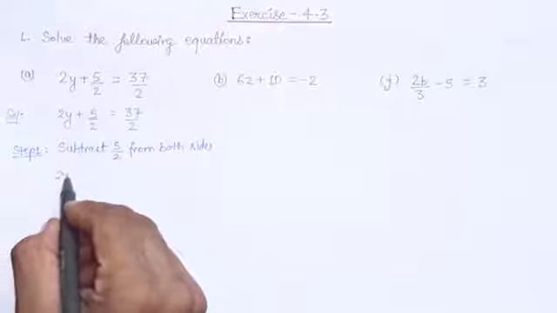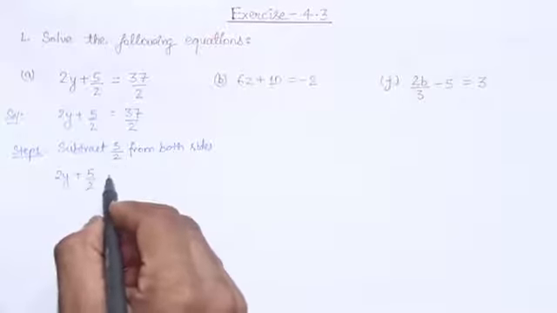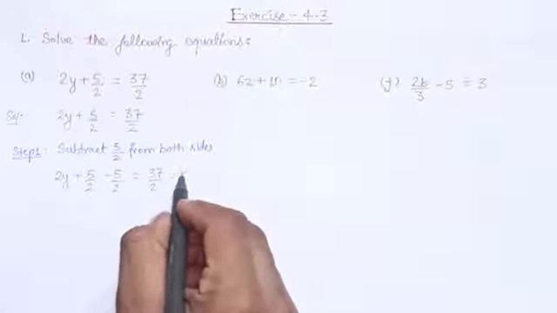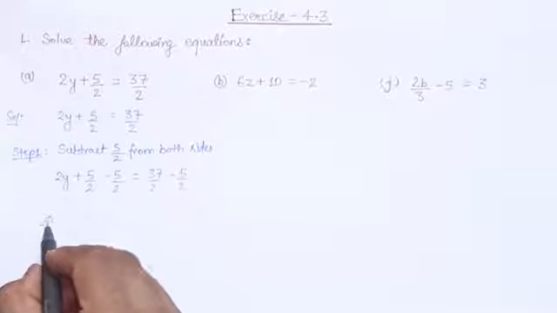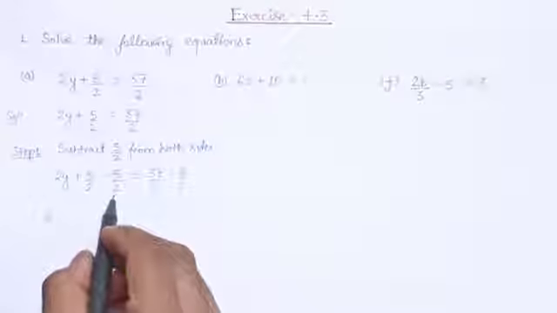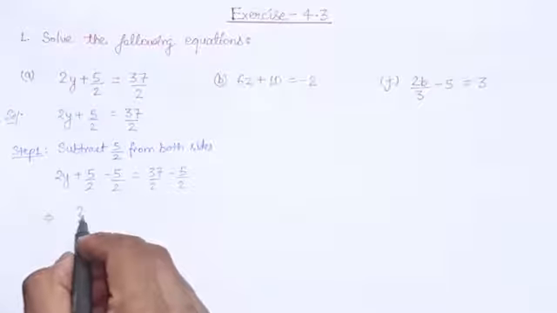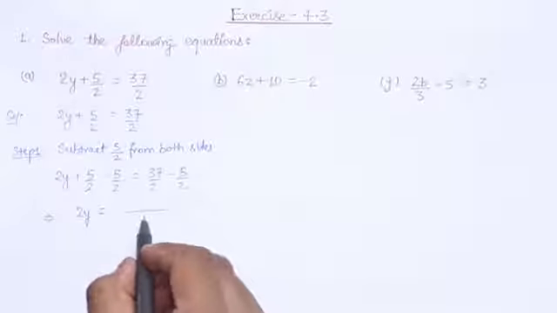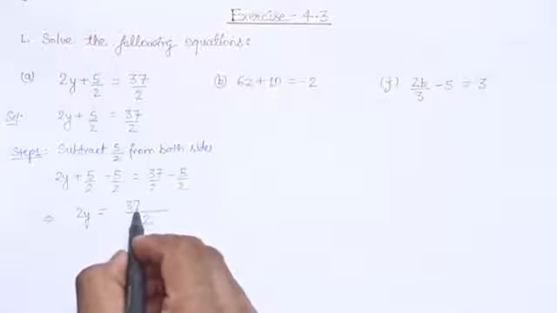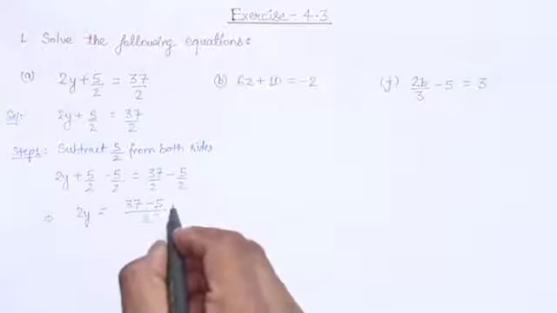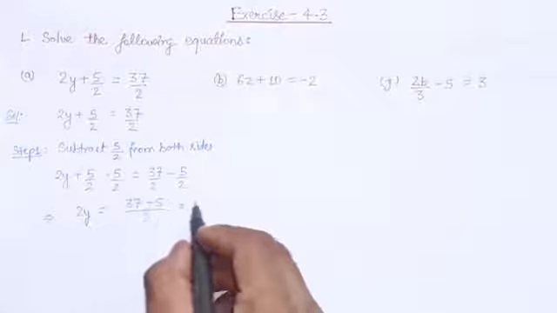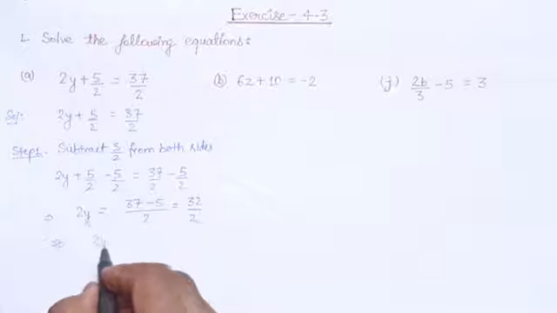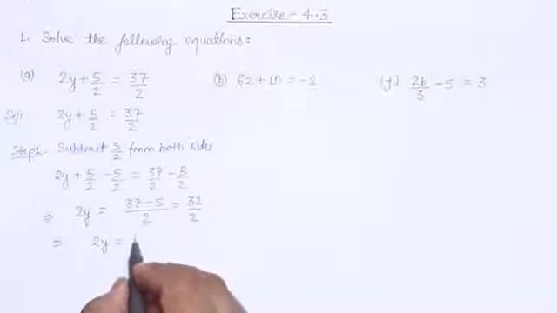So what we can write? 2y plus 5 by 2 minus 5 by 2 equals to 37 by 2 minus 5 by 2. So it implies that 5 by 2 and minus 5 by 2 cancel out each other and we have only 2y in the left hand side, while in the right hand side the LCM is 2 and we can write 37 minus 5. So it comes out to be 37 minus 5 is 32 by 2. So 2y is equal to 32 by 2, which is 16.